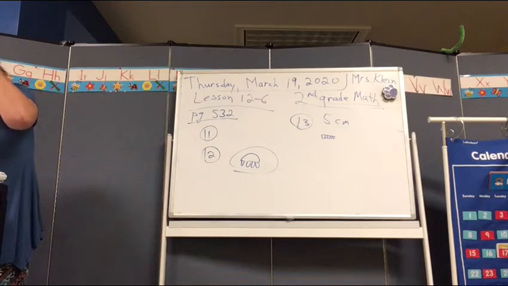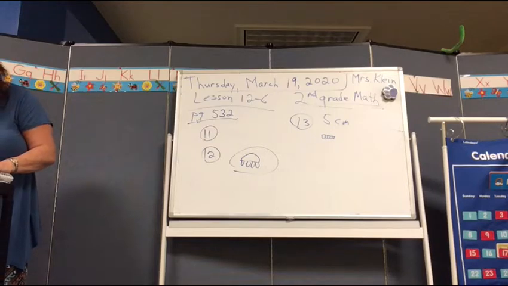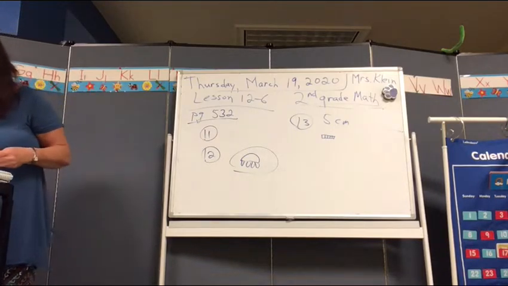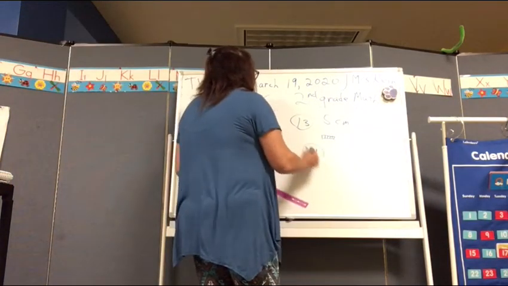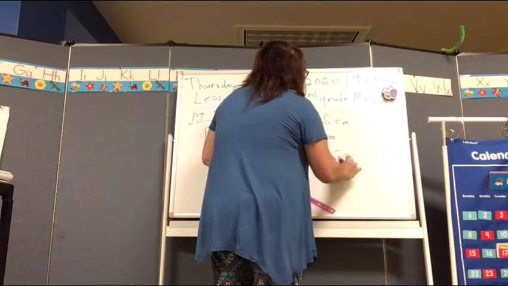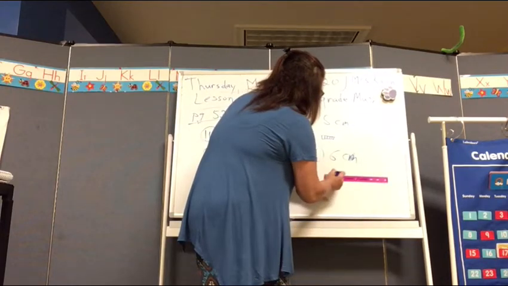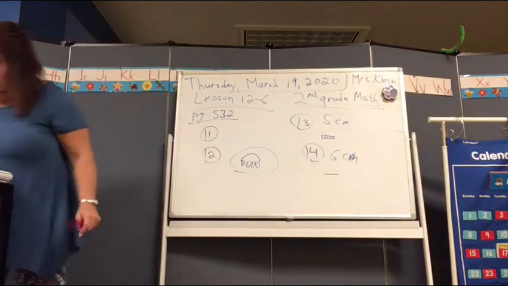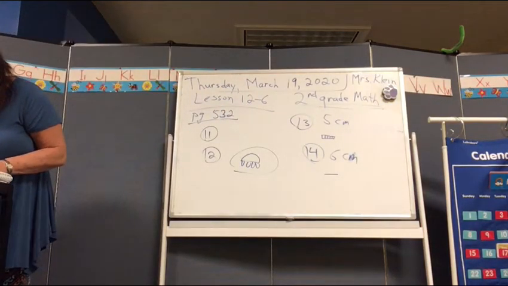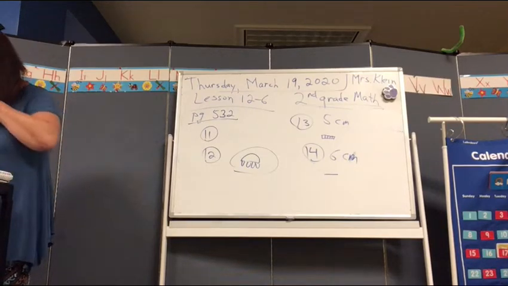Number 14, choose an appropriate tool. Measure each line. Which lines are at least 6 centimeters long? Choose all that apply. So, you're going to pick the lines that are at least 6 centimeters long. So, on number 14, 6 centimeters looks like this. Choose an appropriate tool. I'm using a ruler. Measure each line. Which lines are at least 6 centimeters long?